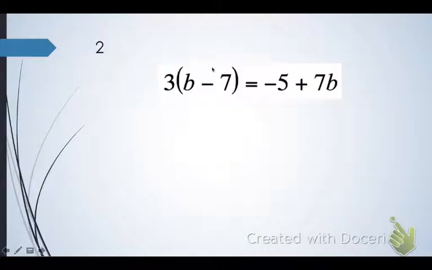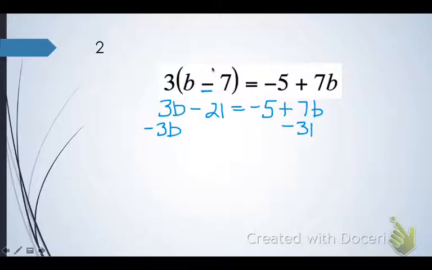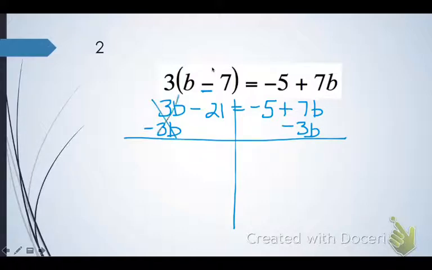Let's take a look at another equation with variables on both sides. Nothing to simplify on the right side this time, but now on the left I can distribute. 3 times b is 3b. 3 times negative 7 is negative 21. And in this case, I'm going to move the 3b to try to keep them positive. So I'm going to subtract 3b from both sides. Again, when I move across the equal sign, that is when I'm doing the inverse operations. These cancel, and I have negative 21 equals negative 5 plus 4b.